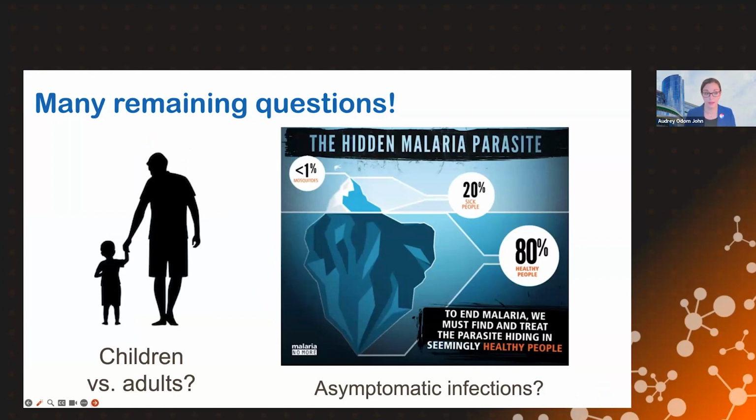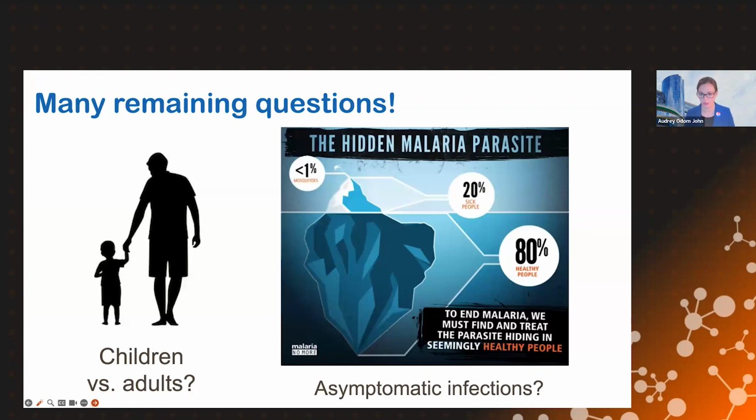Our study has led to a lot of remaining questions, which we hope to answer in the coming years. One of these is we've really focused on pediatric malaria, in part because this is the group that we feel like for acute symptomatic malaria, a diagnostic test will be most useful. They're the population that's going to need to be screened most readily. But another potential use case for a malaria diagnostic is really to detect asymptomatic infections.